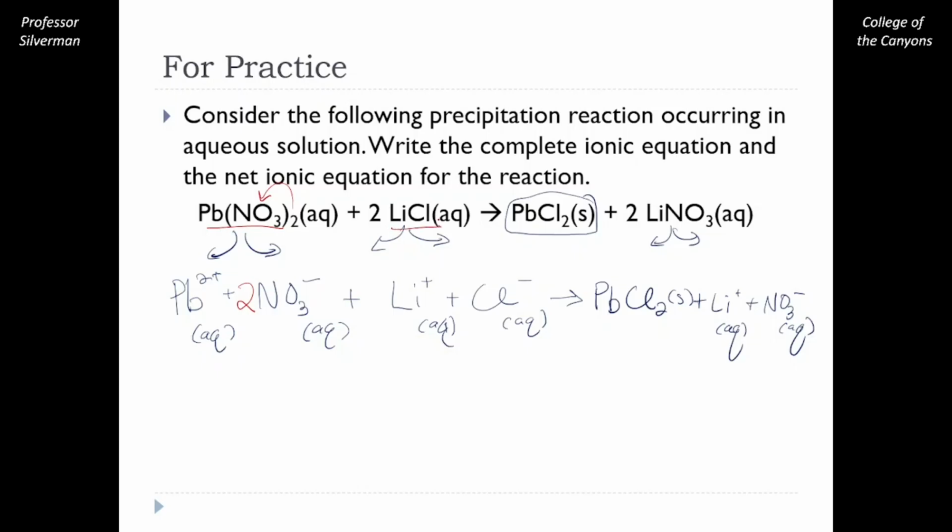If we have 2 lithium chlorides, how many lithiums do we have? Well, this coefficient is going to affect our amounts as well. We have 2 lithiums and we have 2 chlorides. For lithium nitrate, we have 2 lithiums and 2 nitrates. We can do our tally and double check that this is balanced, but the short of it is coefficients will affect our amounts and subscripts will also affect our amounts.